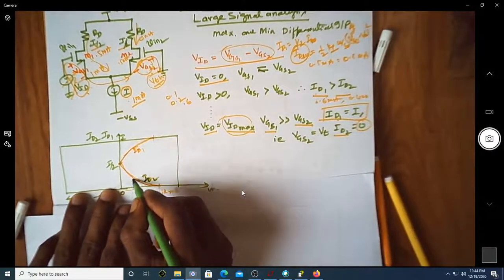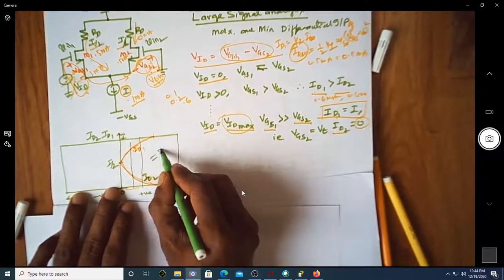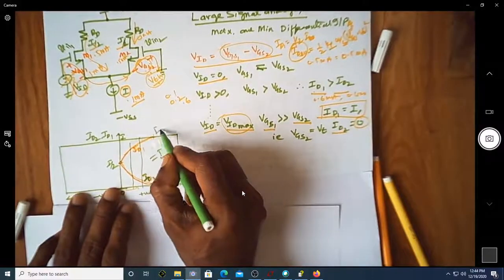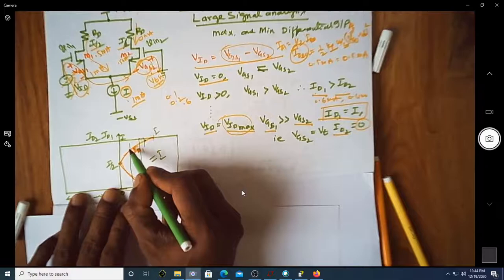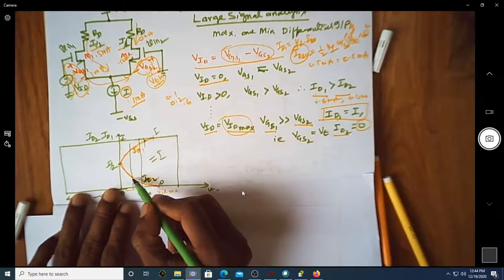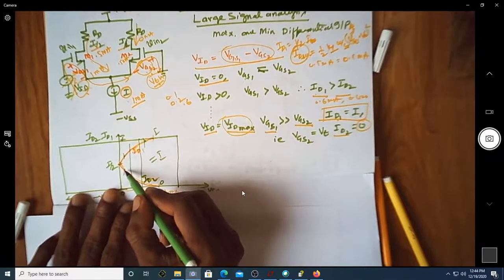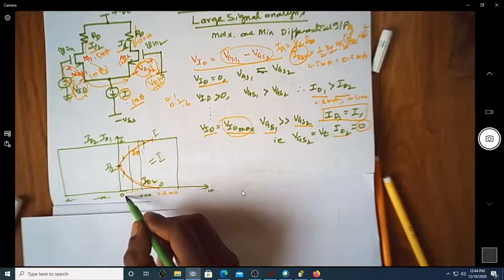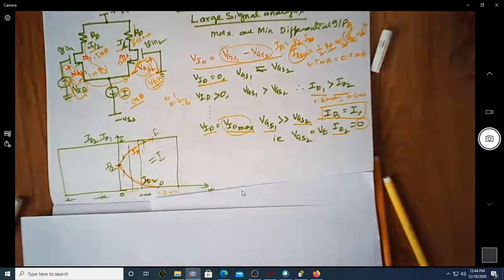At each and every point, if you just take the algebraic sum of this and this, it will be equal to I, which is true here also. Here the current is 0, here the current is I. Here it may be 80% of I, here it is 20% of I. If it is 60%, it is 40%. If it is 55%, then it is 45%, something like that. So when VID is equal to 0, you will have 50% flowing through both of them.